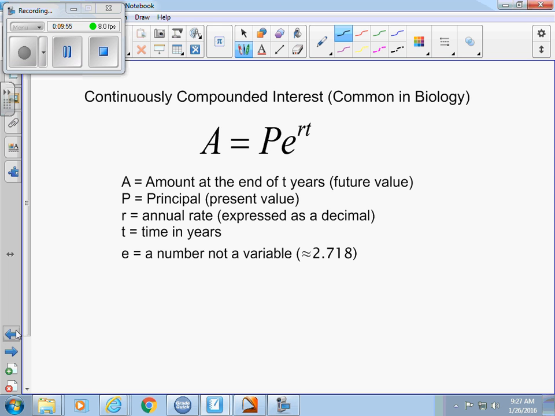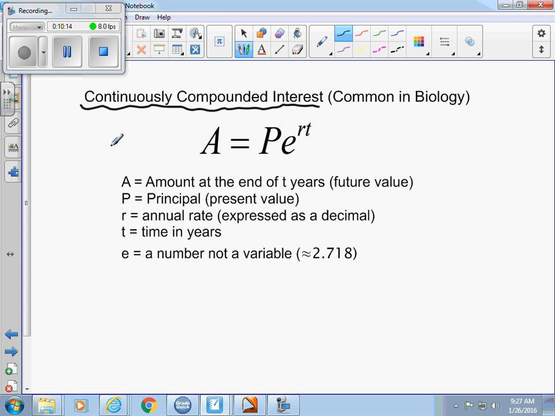Okay, I do want to contrast this with what's called the continuously compounded interest formula, and I want to tell you when you use what. One of the most common mistakes is to use the wrong formula, and you will get incorrect answers that way.